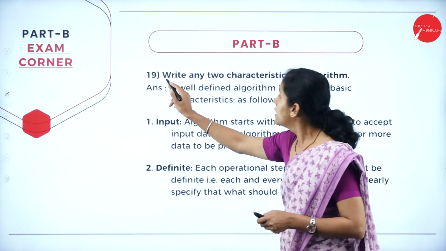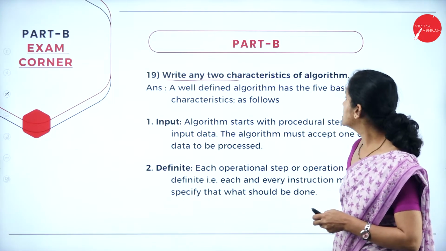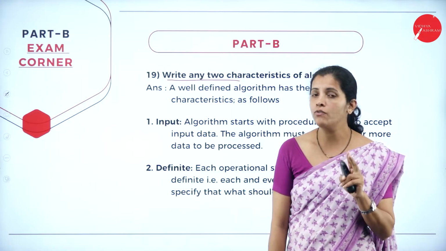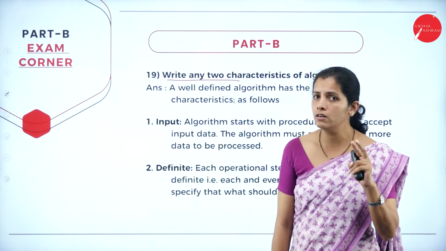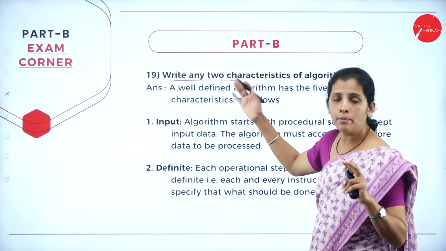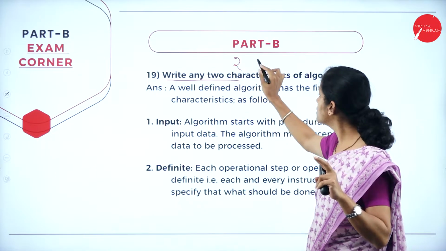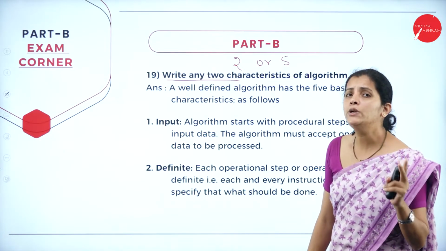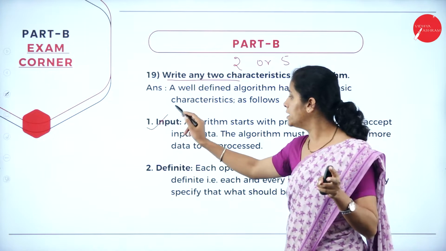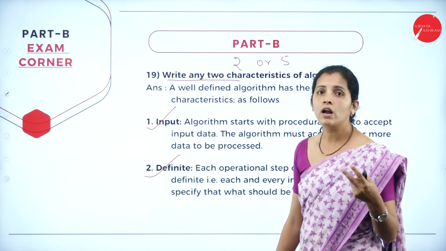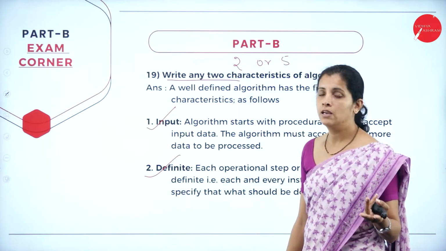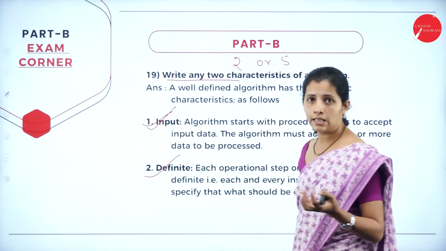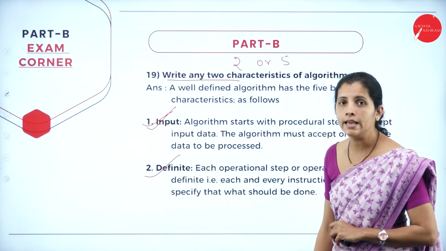Moving further, write any 2 characteristics of algorithm. Dear student, make a note here. The same question we can expect for 2 marks or 5 marks. If it is only for 2 marks, write any 2 characteristics, for example input, definite, output, efficiency, etc. If it is for 5 marks, then you need to mention the characteristics along with the explanation.